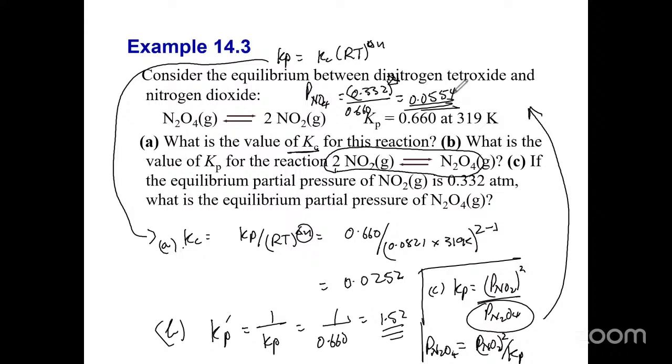Okay, let me do this again. 0.332, and that's squared. Oh, I pressed the wrong button. That's squared, divided by 0.660. I pressed the Q button when I should be squaring it. You guys are right. So let me just scratch this out. And you got 0.167, right? Yes. Okay, good. So that's basically how that is done.